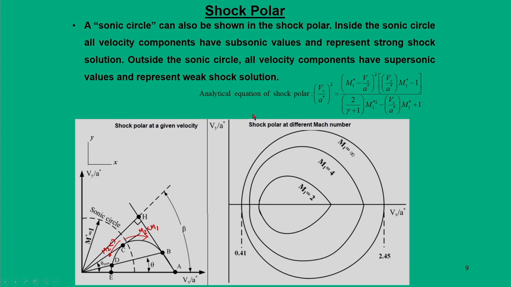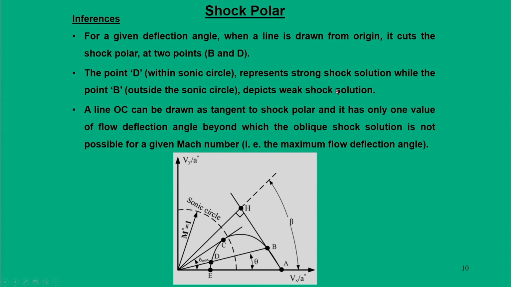And another important point: when you draw this particular plot, the representative equation for this is nothing but the analytical equation of the shock polar, and it is represented in the form of Vy, Vx, for a given Mach number M1. Of course, they are represented in the form of M star, that is, M1 is represented in the form of M1 star. Now, let me draw some important inferences from the shock polar.